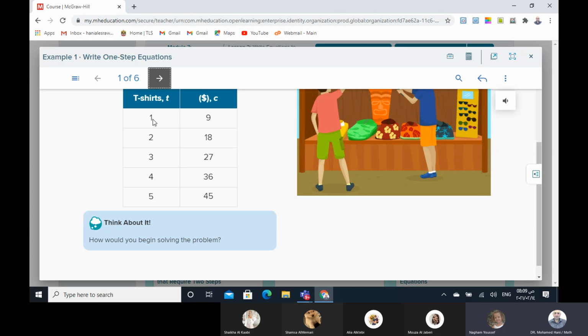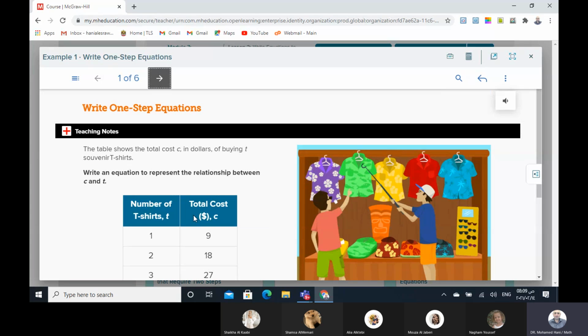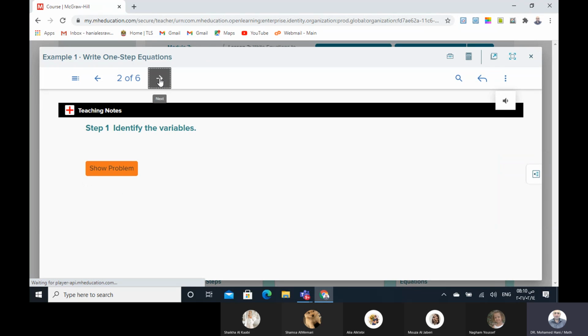Excellent. So 1 multiplied by 9 equals 9, 2 multiplied by 9 equals 18, 3 multiplied by 9 equals 27, 4 times 9 equals 36, 5 times 9 equals 45. So how would you begin solving the problem? We want to find the rule first. We want to find the rule between the input and output.